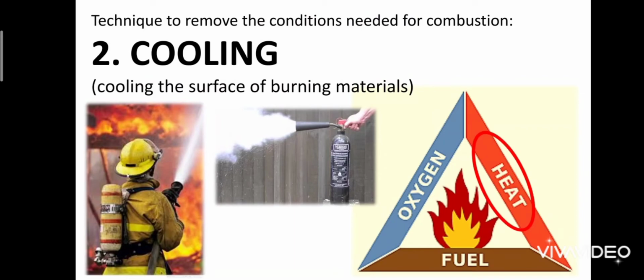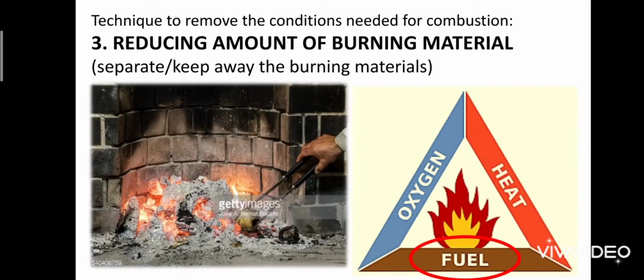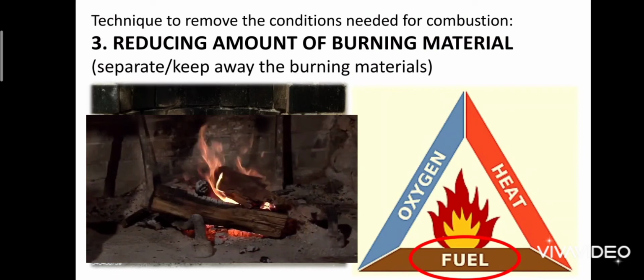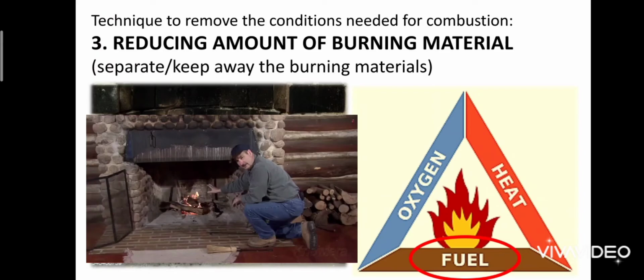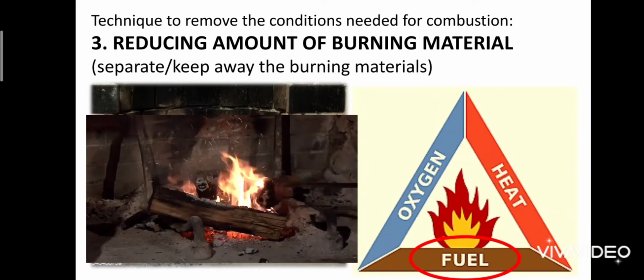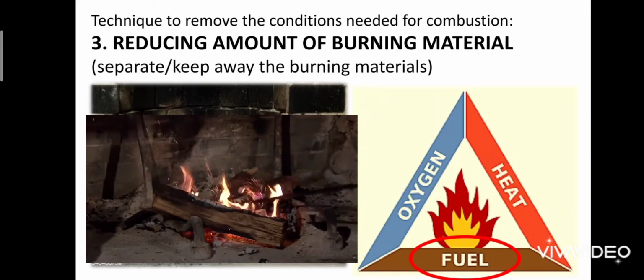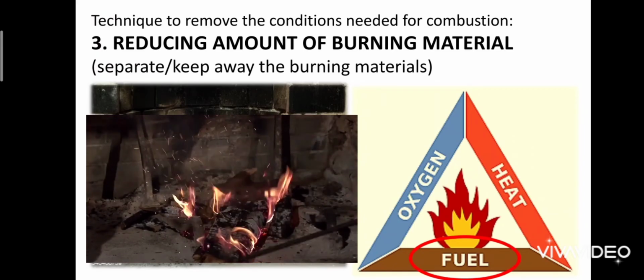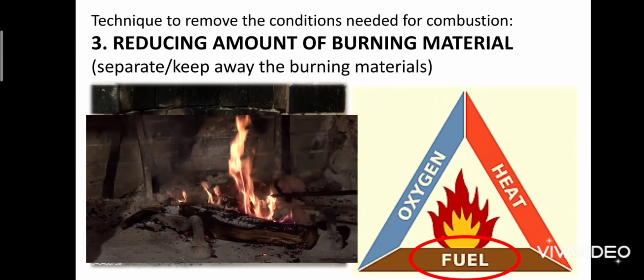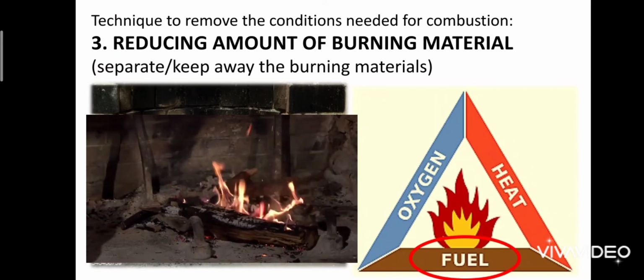Okay, let's learn about the third technique, that is reducing the amount of burning material. We can separate or keep away the burning materials. You can see from the video that the fire has been burning a while and we want to put it out. We don't want to leave this fire like this because that's a dangerous situation. So how do we control it? Well, with the simple tools that we have, we can take this poker and open up the fire like this, and that will help get rid of some of that immediate burning. And you'll see that it starts to die out very quickly.